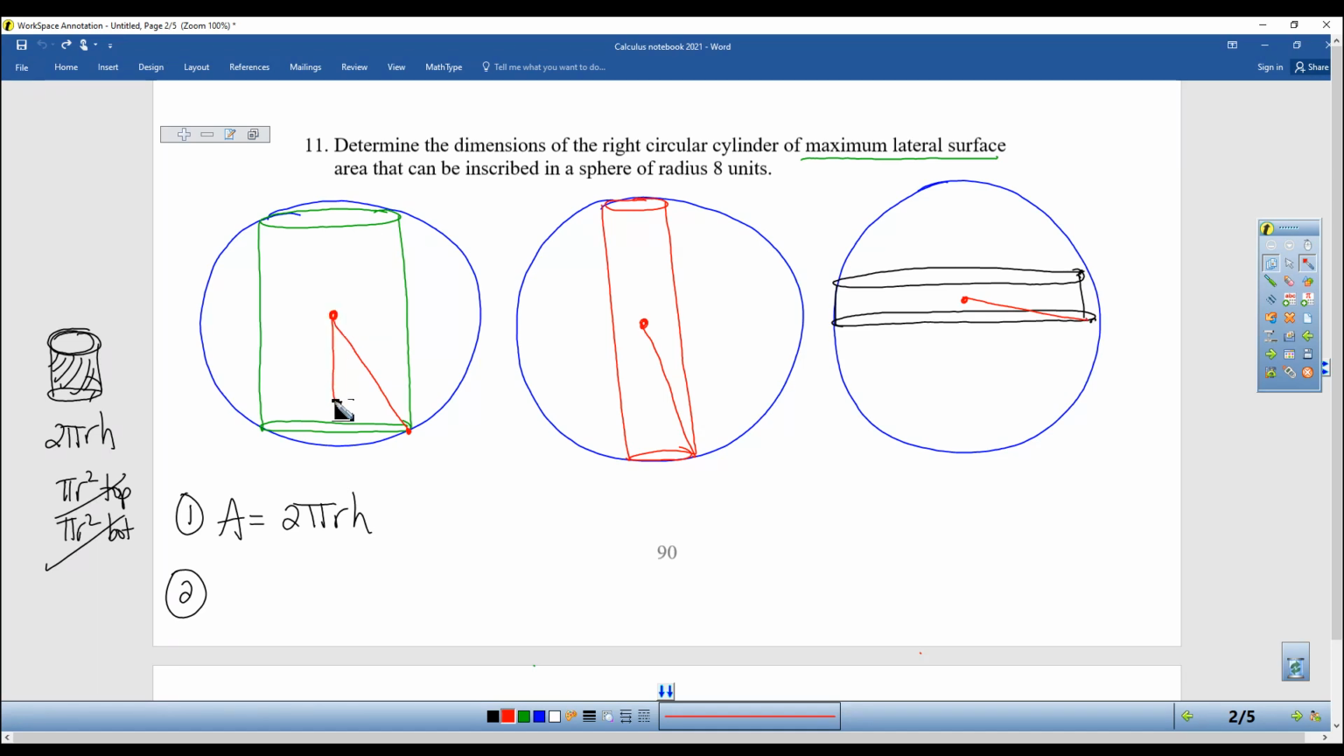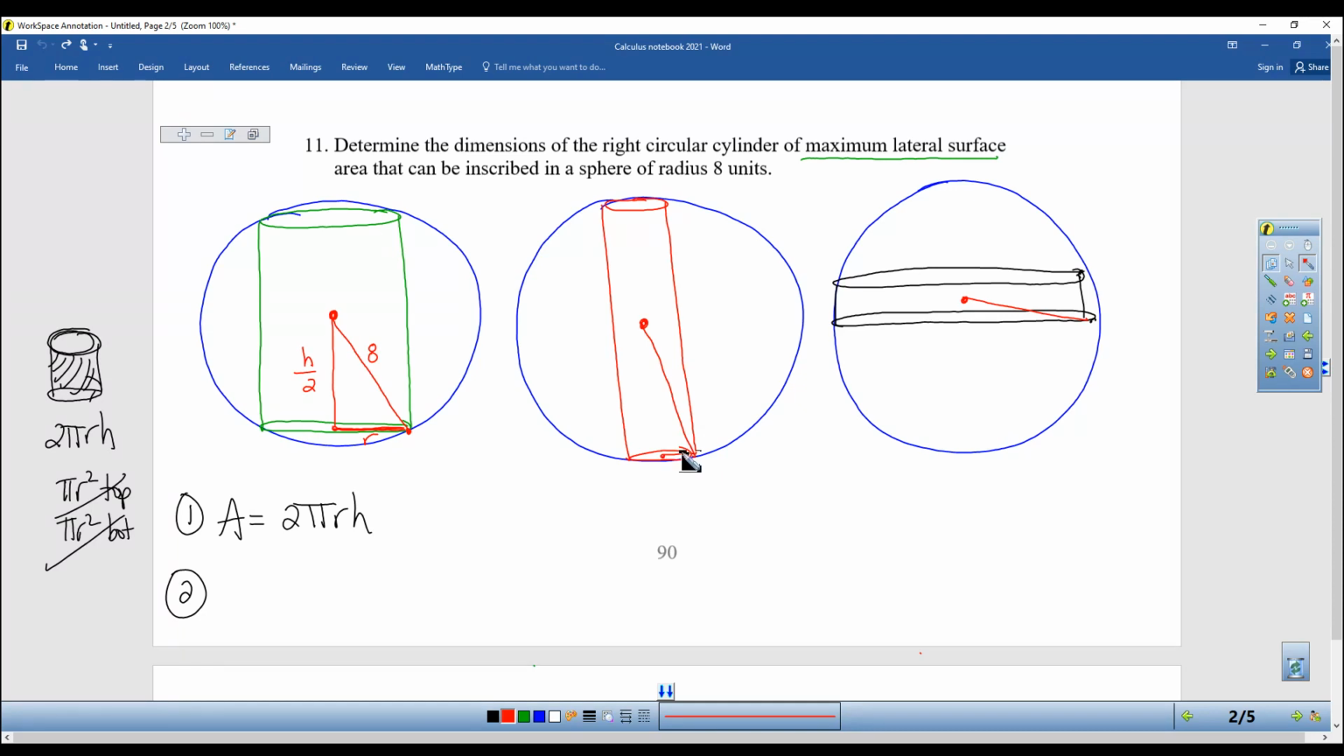So I'm going to make a right triangle. This is the key to this problem. This dimension represents the radius of my cylinder. This represents the height of the cylinder divided by 2 because it actually goes all the way up to the top. And then this represents the radius of the sphere, which we know to be 8. And now we have our constraint.